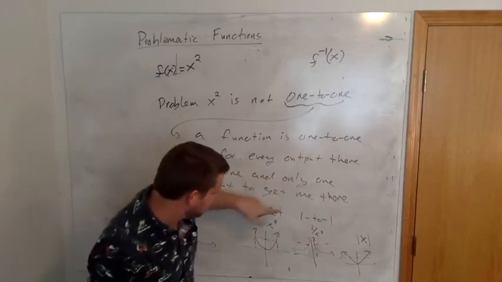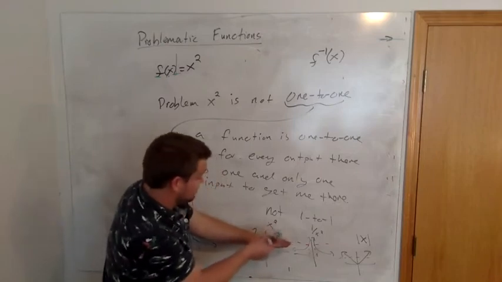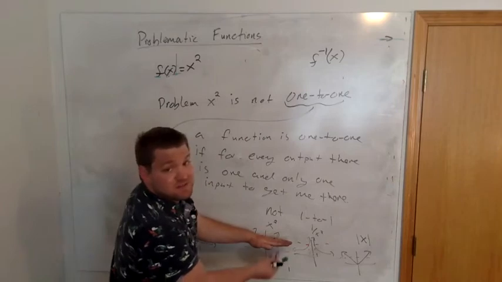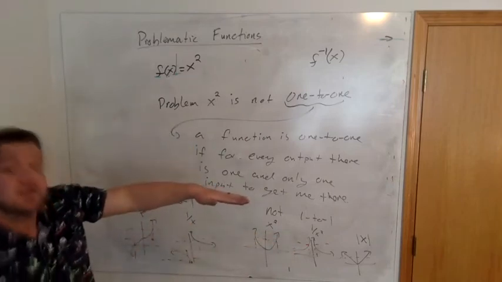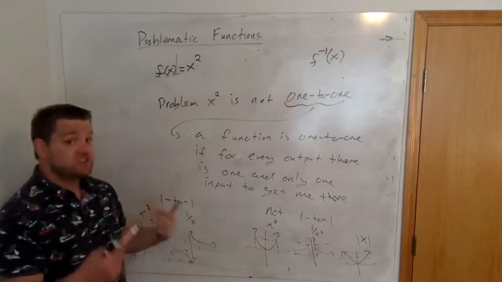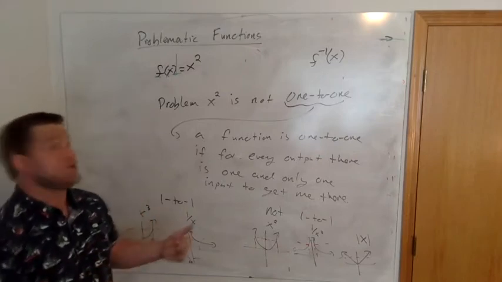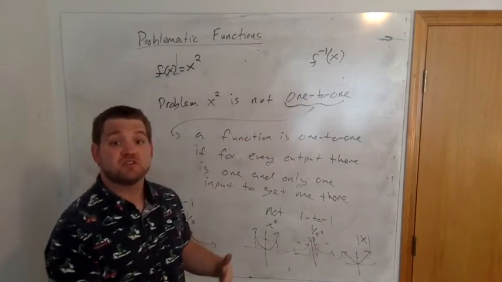Over here, this function doesn't pass the horizontal line test because the graph is hitting this horizontal line twice, which means there are two inputs to get me to that same output. So if a function passes the horizontal line test, it's one-to-one. Now, this is a great thing for me to understand when a function has an inverse that's a function or not. It turns out that only one-to-one functions will have functions that are inverses.